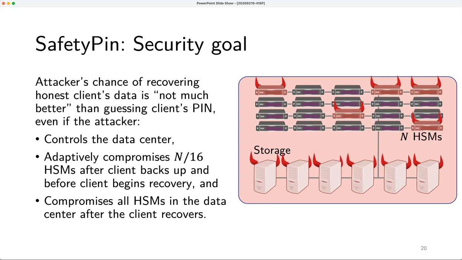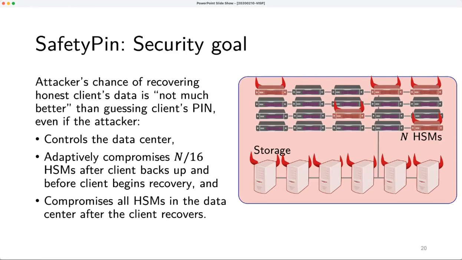Okay, so let me try to sketch this. This is not obviously a formal statement of the security property that we want. Check the paper if you're interested in that. But essentially what we'd like to say is that the advantage an attacker has in recovering an honest client's data is not much better than just the chance that the attacker can recover your data by guessing your PIN. And this should hold even if the attacker controls the data center, controls the storage servers, and can adaptively compromise some fraction of the HSMs after the client backs up its data.